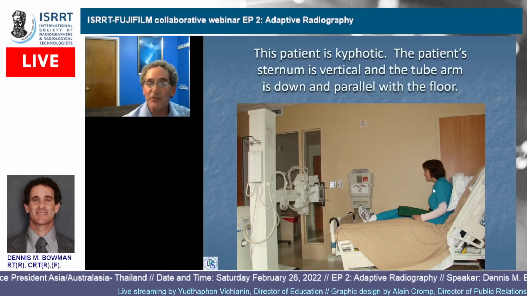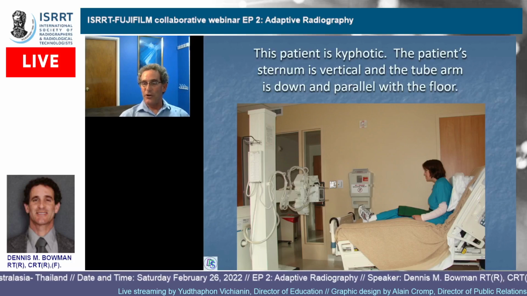Here, if you had a kyphotic patient that's kind of bent over, and you look and you go, man, what's their sternum doing? And you go, man, their sternum is like straight up and down here. Well, then your tube should be parallel to the floor and coming straight across, because that's the angle you're matching, is straight up and down.